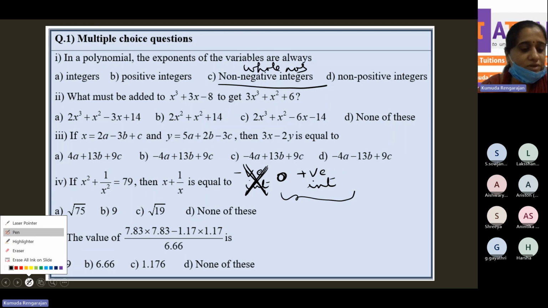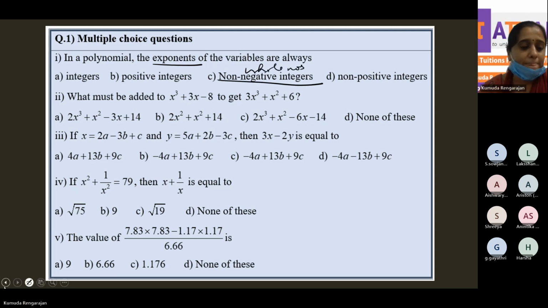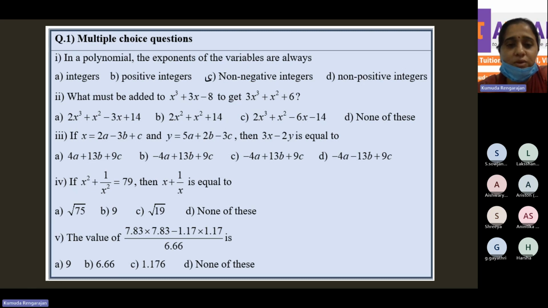So that's the answer for the first one. In a polynomial, the powers of the variables are always whole numbers. This is the answer for the first one.